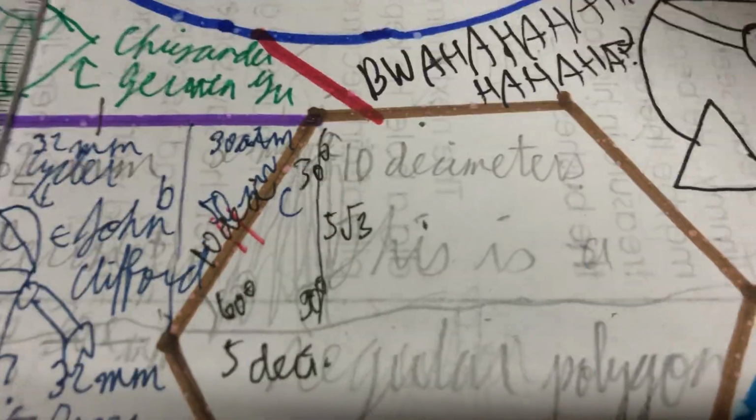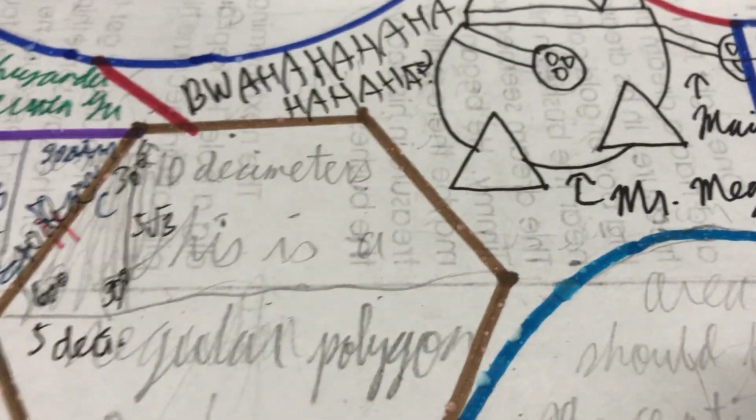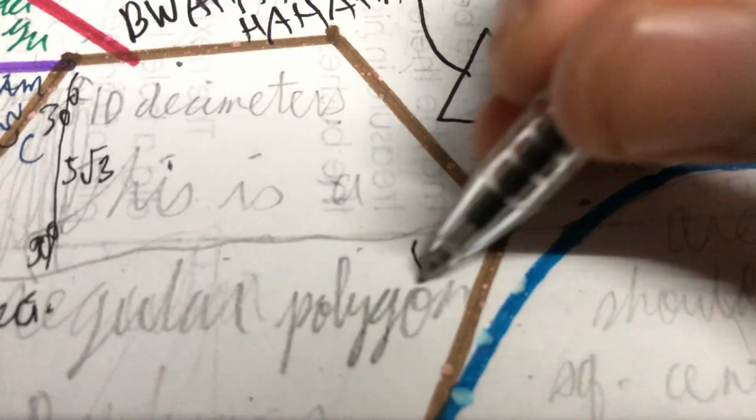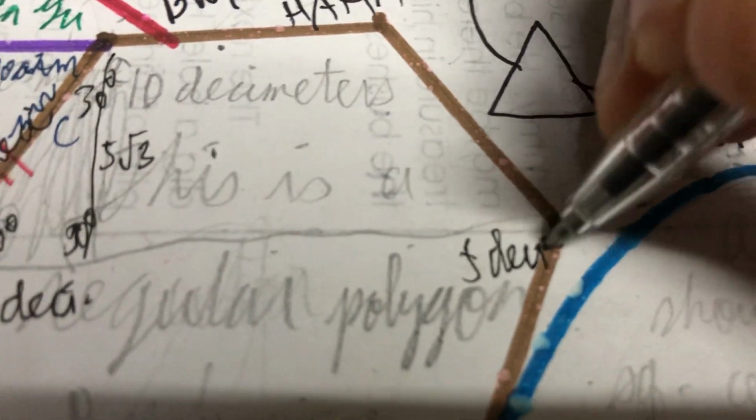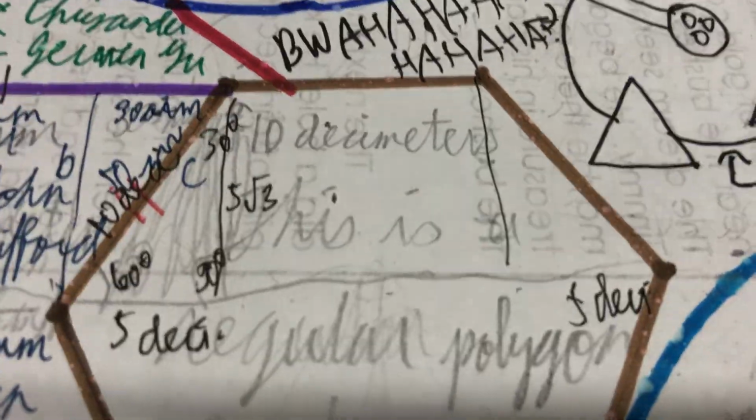Wait. What about on the other side? Do you think that it's congruent with the other one? If your answer is yes, you are correct. So this is also 5 decimeters, to this part.